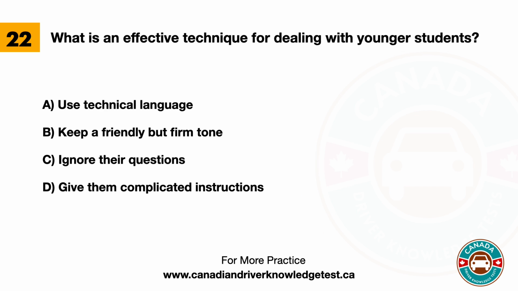Question 22. What is an effective technique for dealing with younger students? A. Use technical language. B. Keep a friendly but firm tone. C. Ignore their questions. D. Give them complicated instructions. The answer is B. Keep a friendly but firm tone.